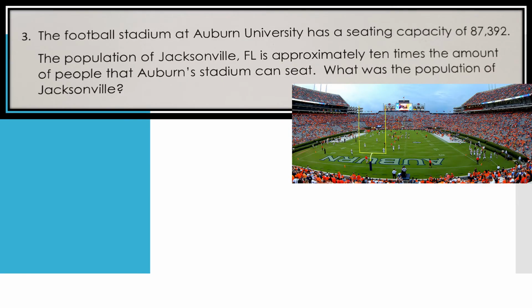All right, so the football stadium at Auburn University has a seating capacity of 87,392. The population of Jacksonville, Florida is approximately 10 times the amount of people that Auburn Stadium can seat. What was the population of Jacksonville?